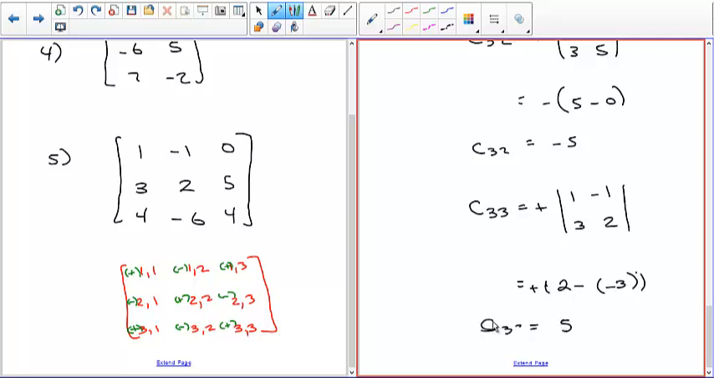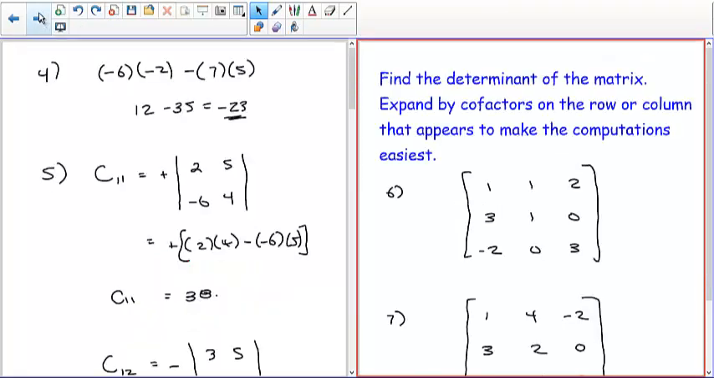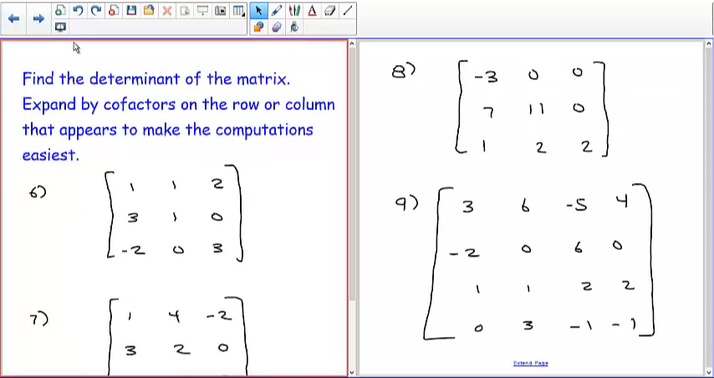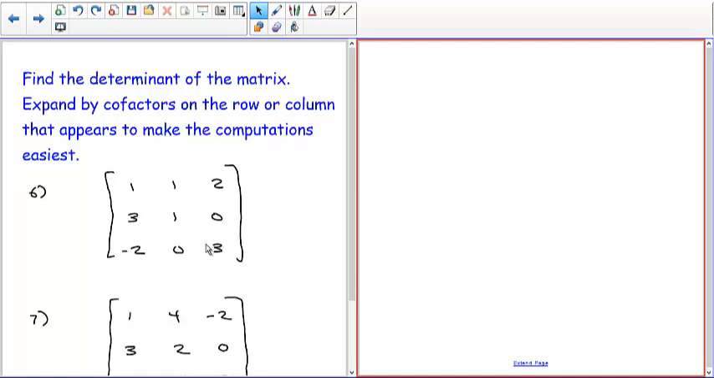Now, why the heck do we do that? Well, to find the determinant of a 3 by 3 matrix, you have to come up with these cofactors. That's part of the process. So it says find the determinant of the matrix. Expand by cofactors on the row or column that appears to make the computations the easiest.